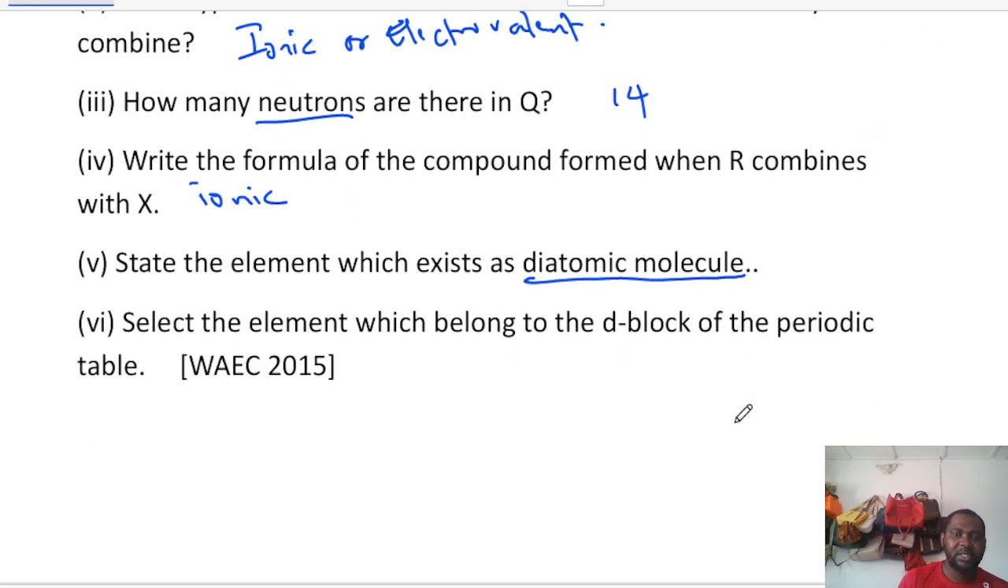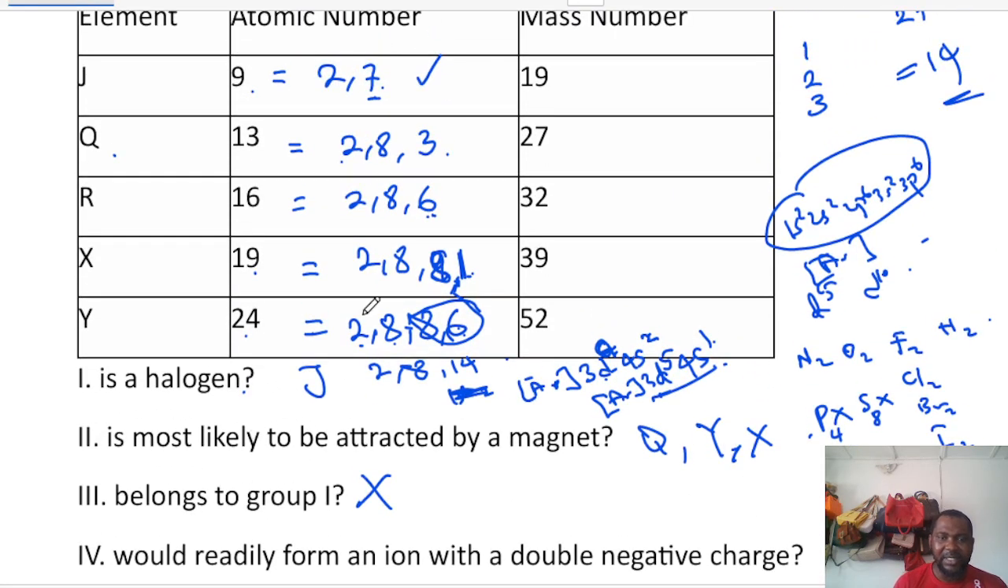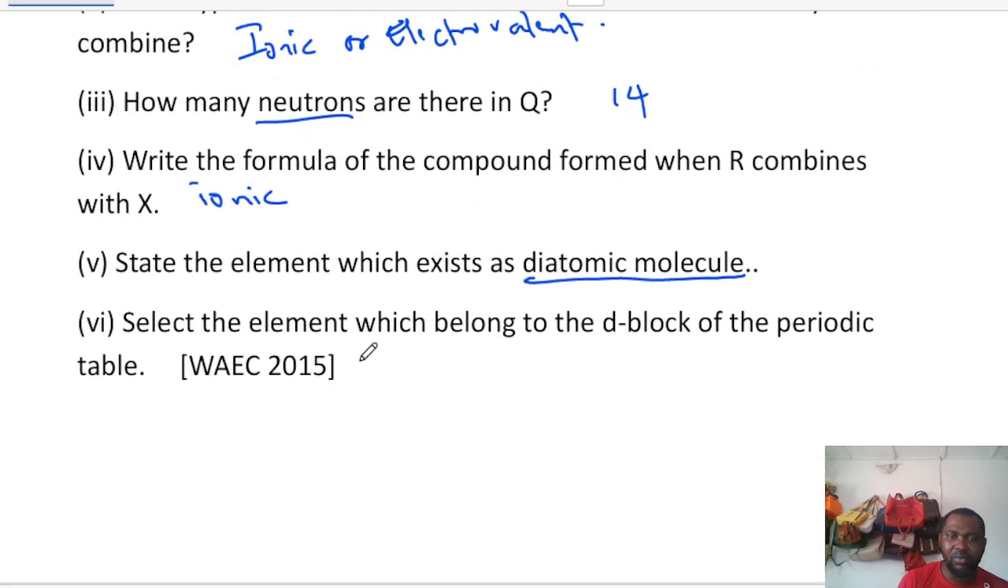Then the next question here says, select the elements which belong to the D block of the periodic table. The D block, I already mentioned that these are transition elements. That's how you define a transition element. They are in the D block of the periodic table. That means they have the presence of d orbitals. The answer is Y. Y is a transition element. From 21 to 30 are what we call first transition elements. So I'm going to come here and say that the answer is Y.